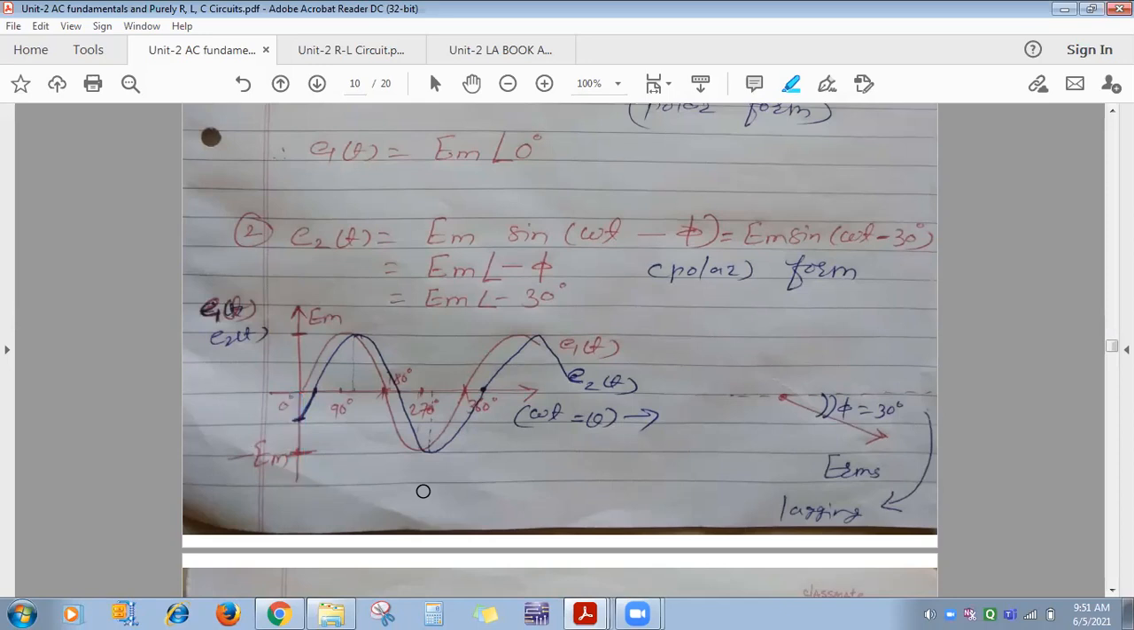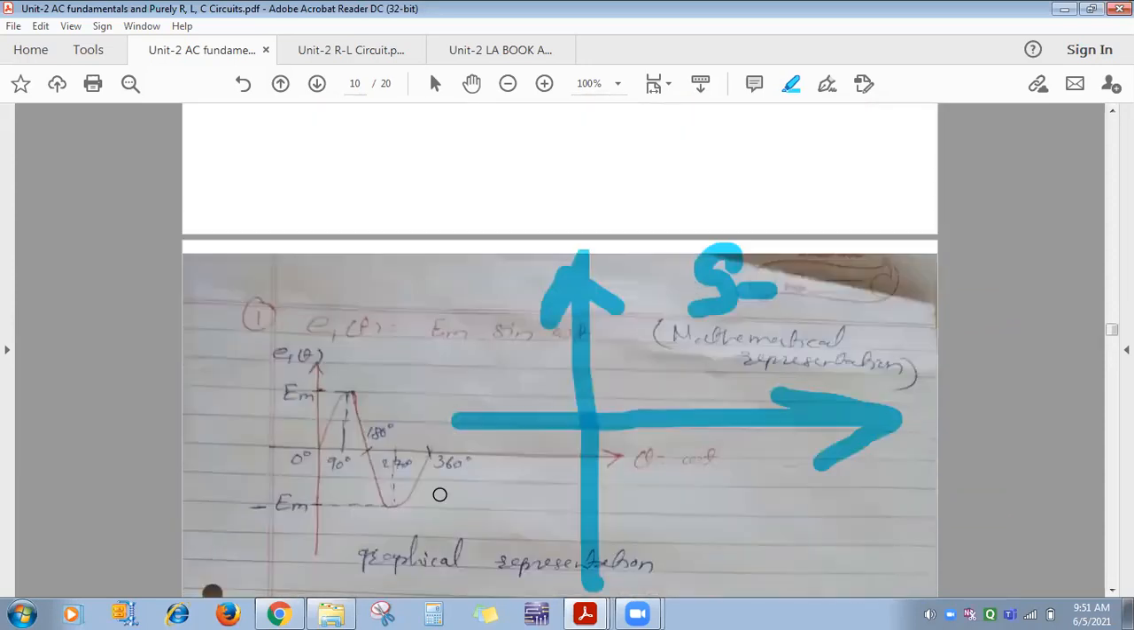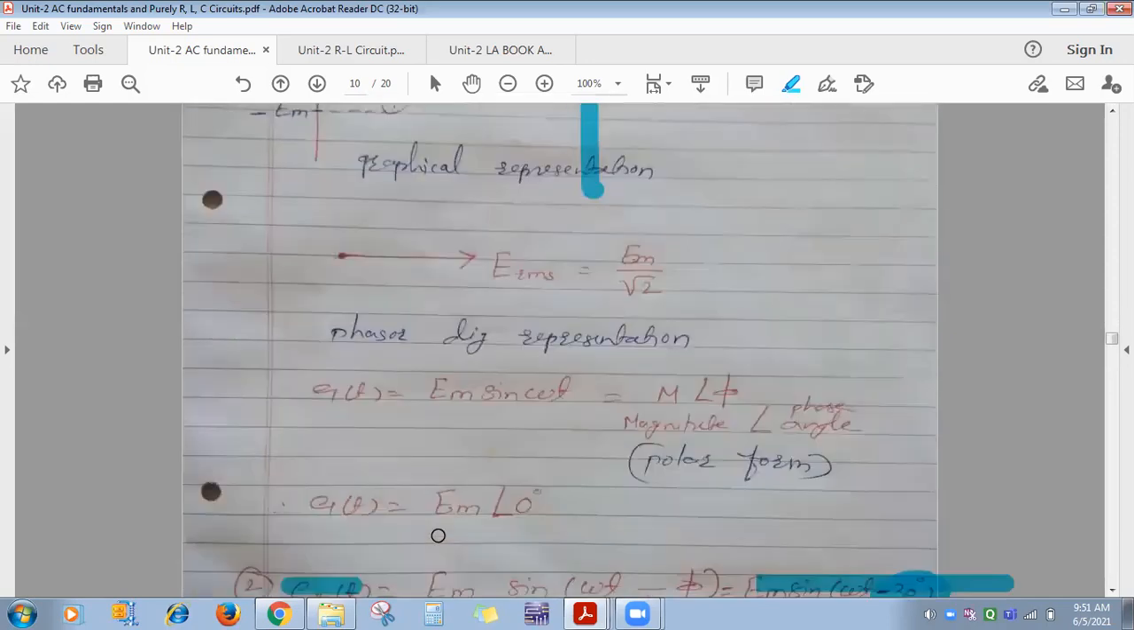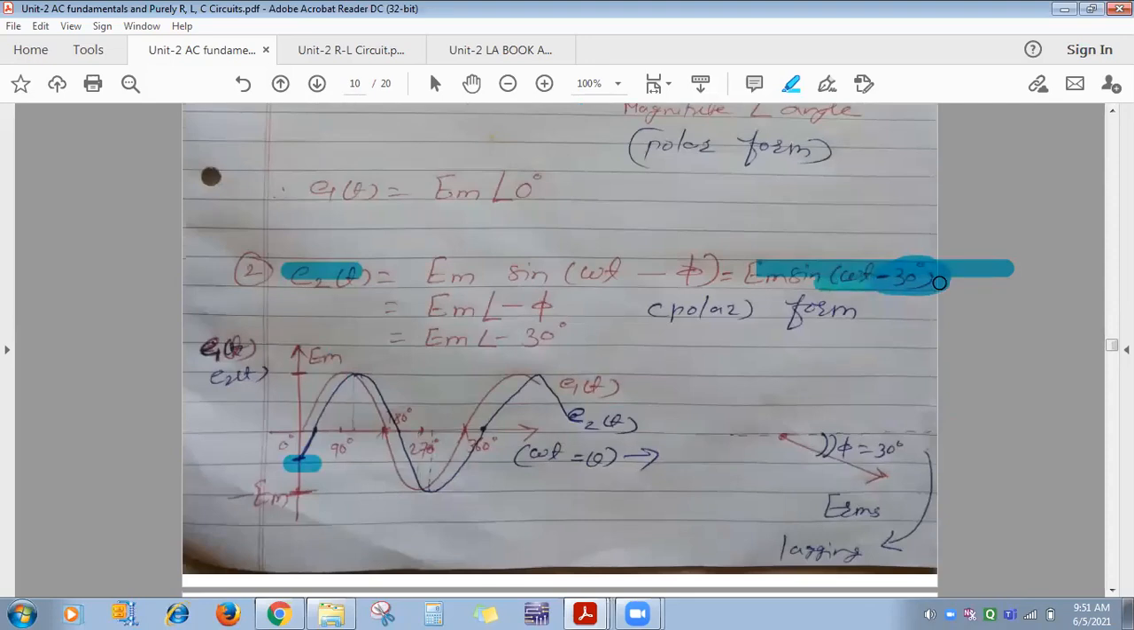Is the E2t waveform visible on the graph? Negative value, ma'am. Yes, negative value, okay. So keep this in mind: if after omega t there is -30 degrees, -20 degrees, -80 degrees, whatever it is, its meaning is that the waveform E2t has a negative value at the origin. If after omega t nothing is there, then that waveform at the origin will have 0 value. If after omega t a negative angle is there, whether -20, -80, -50, -70 degrees, whatever it is, it means at the origin it has a negative value.